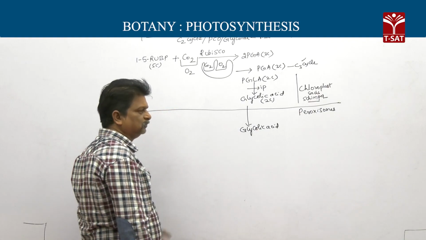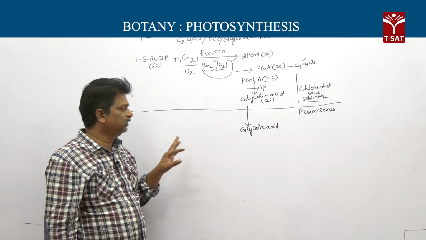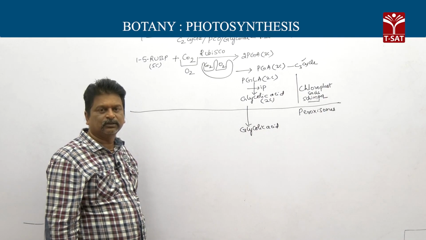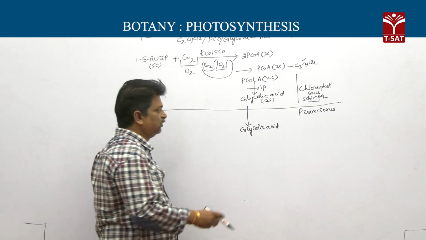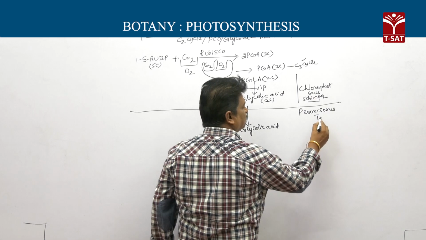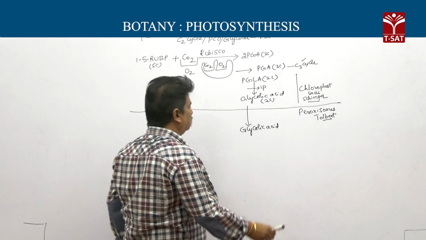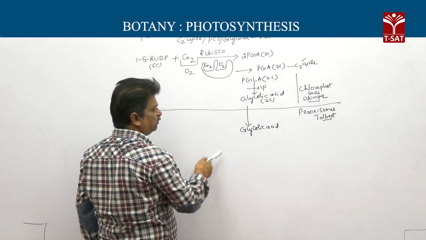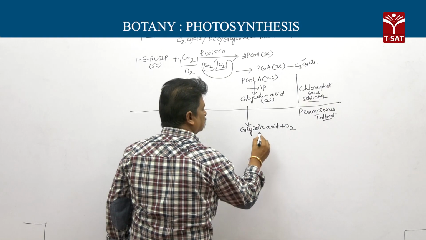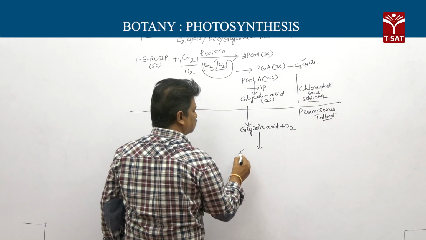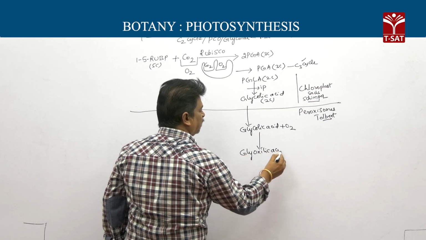What is a peroxisome, or why is that name given? Peroxisome means it contains peroxide oxidizing enzymes, and peroxisomes were discovered by Talbot. Then, once glycolic acid enters into the peroxisome, this glycolic acid undergoes oxidation and forms glyoxylic acid.